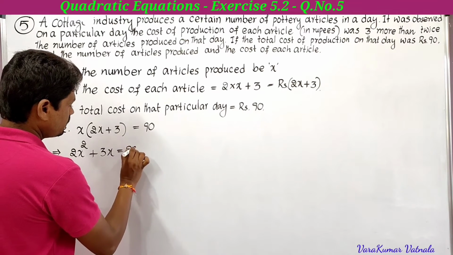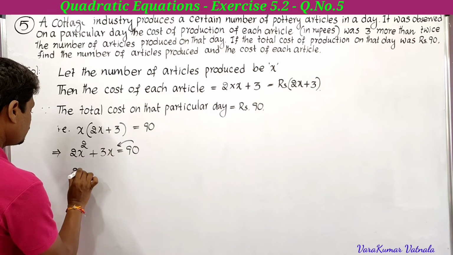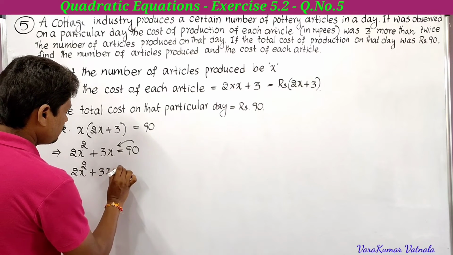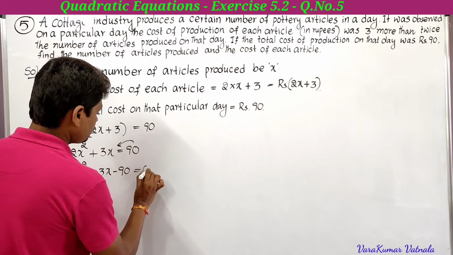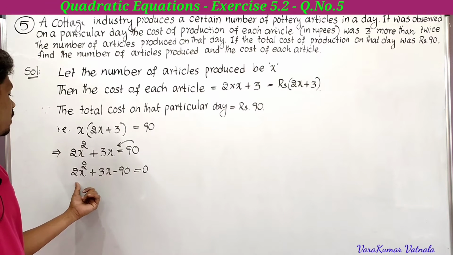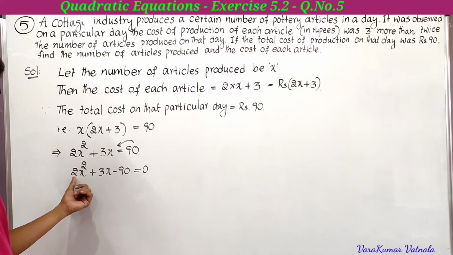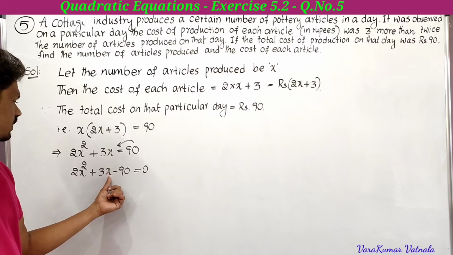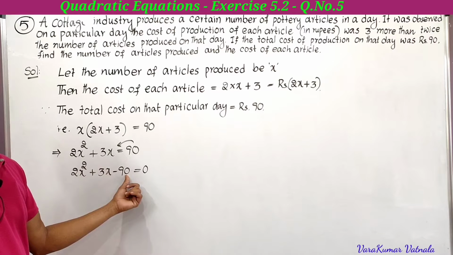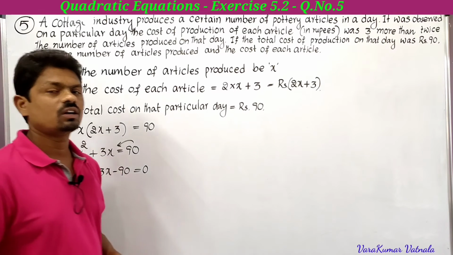Is equal to how much? 90. So now take 90 to the left side, we get 2x square plus 3x minus 90 is equal to 0. So this is the quadratic equation we have. Now we have to find the factors for this quadratic equation. Here the coefficient of x square is 2, the coefficient of x is 3, and the constant is minus 90. So now we have to multiply the coefficient of x square with the constant.